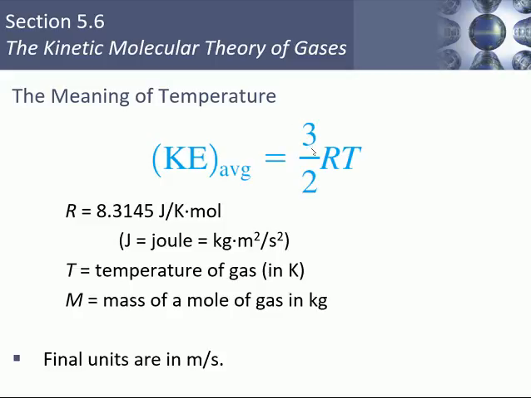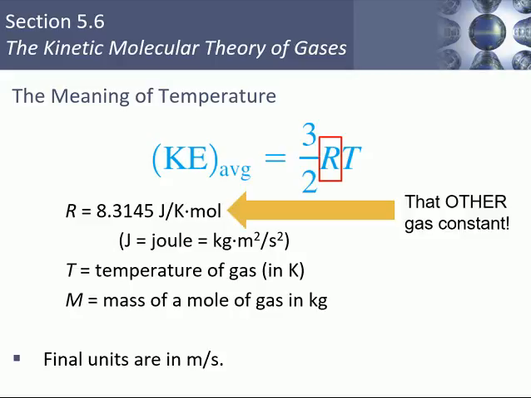And it's 3/2 times RT. Here, that R is a universal gas constant, but it's the other gas constant. It has different units, as you can see here. It's joules per Kelvin mole. And you're going to use this gas constant when doing kinetic energy and velocity problems here. And if you're ever not sure, you have to look at the units.